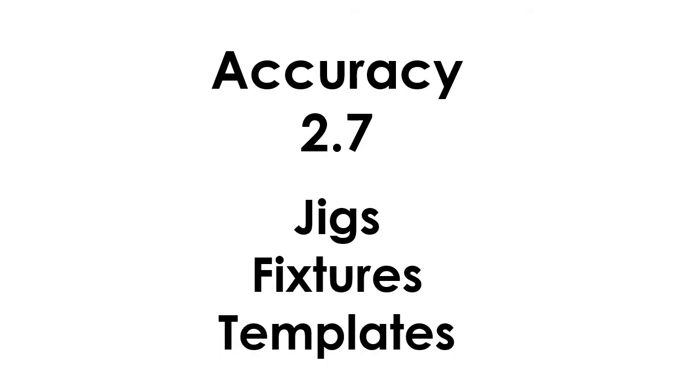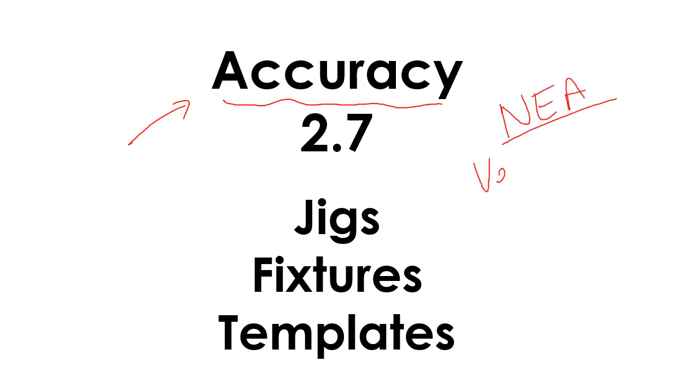Right, I've looked in chapter 2.7, which is all to do with accuracy. There are quite a few things in there. What I would suggest is you think about how you've been accurate in your NEA, so using things like the vernier calipers to take measurements when you were using things like the lathe.